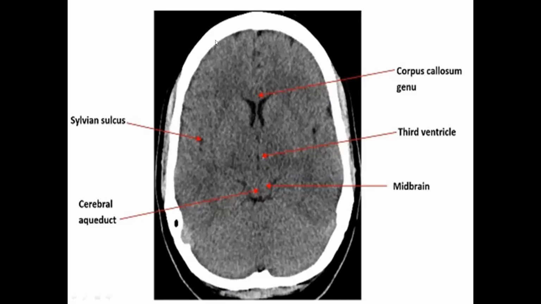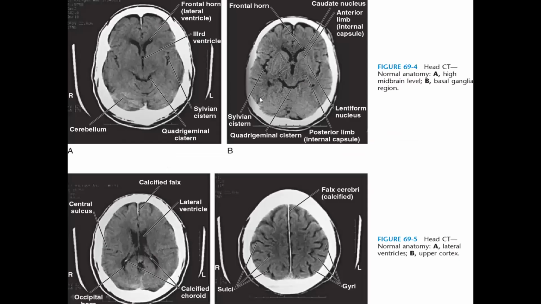So let's check now. This is the bone, the skull, right? So the sylvian fissure curves. This is our cerebral aqueduct. This is the midbrain. This is the third ventricle, and this is the corpus callosum genu. And this is head CT, so just normal anatomy, okay?